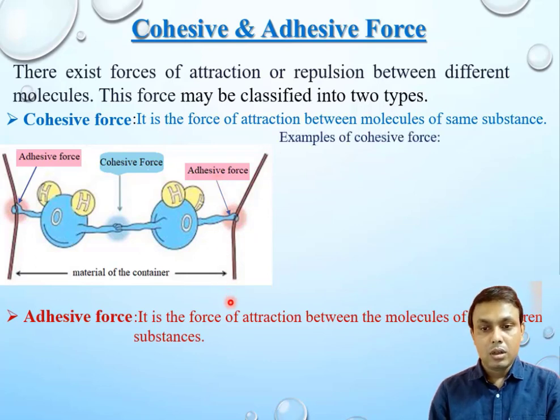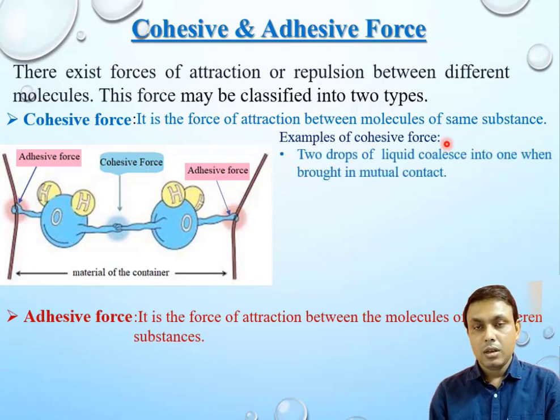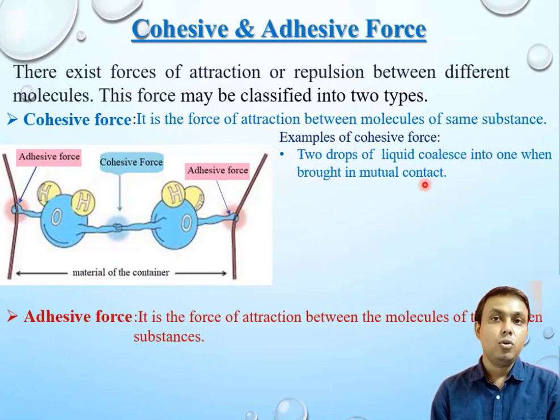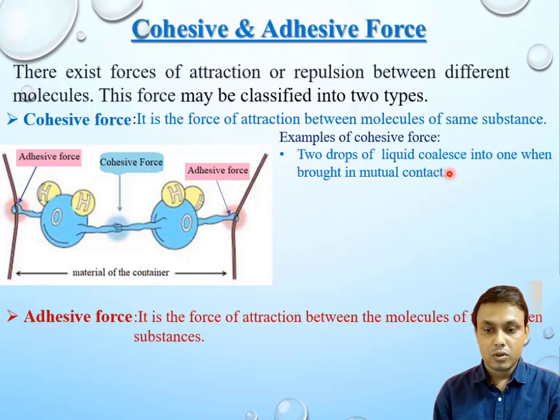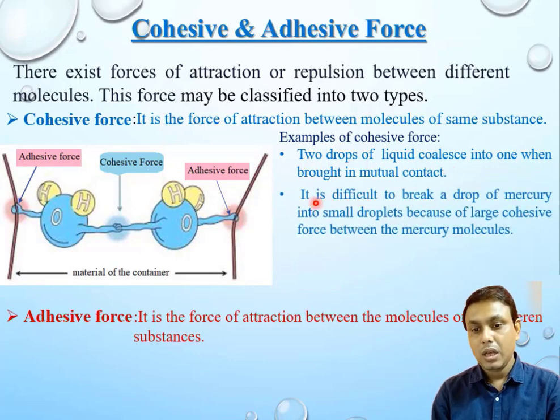Now some example based on cohesive force. We know that two drops of liquid coalesce into one when brought into mutual contact. অর্থাৎ দুটো তরলের বিন্দুকে যদি কাছাকাছি আনা হয় তারা পরস্পরের সাথে আকর্ষিত হয়ে একটি বিন্দুতে রূপান্তরিত হয়. So this is one example of cohesive force. Similarly, you know, it is very difficult to break a drop of mercury into small droplets. This is also due to the large cohesive force between the mercury molecules.